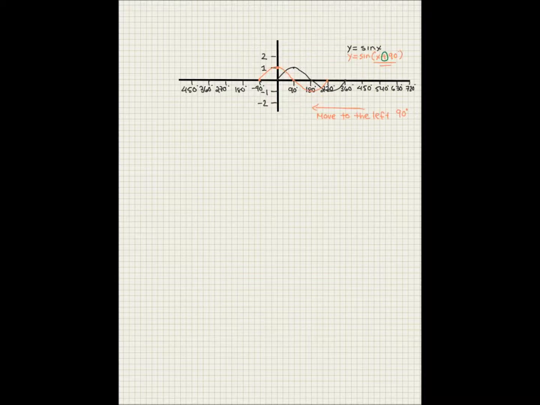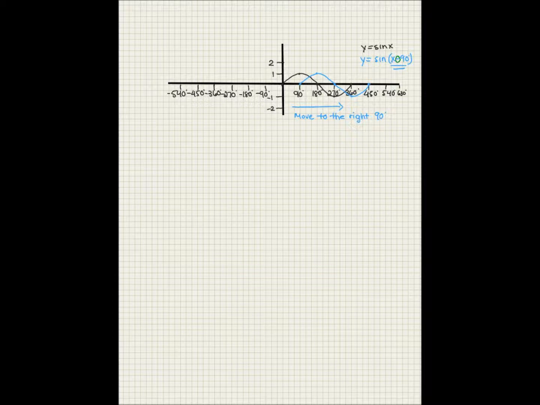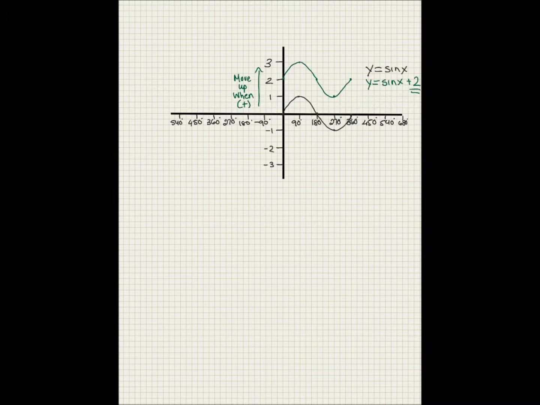This is called translating the graph certain degrees. As you see, the black graph is the original sine graph, but because we have x plus 90 degrees, we're going to move the sine graph 90 degrees to the left. So move all the x values 90 degrees to the left. But in this graph, it's the opposite, because we have x minus 90 degrees. We're going to move the graph to the right 90 degrees. So move all the x values to the right 90 degrees.